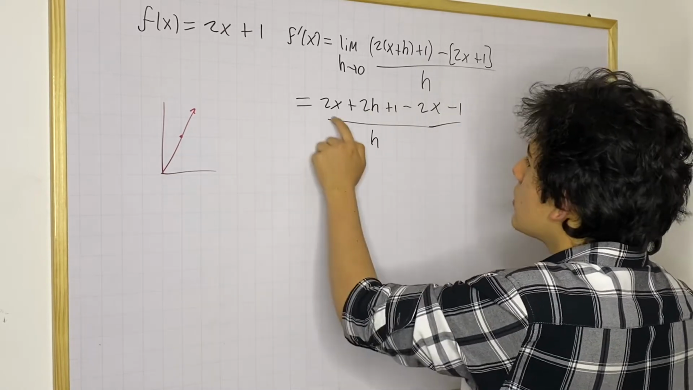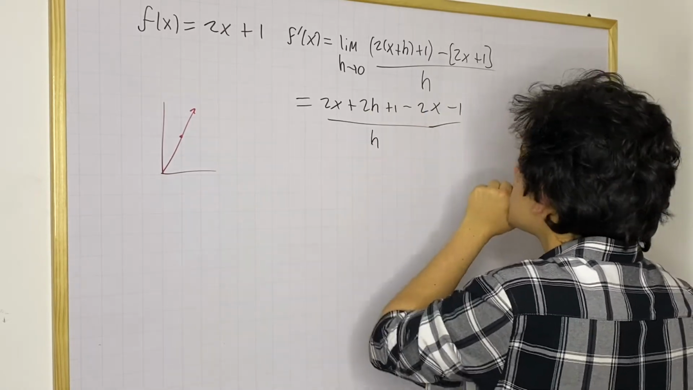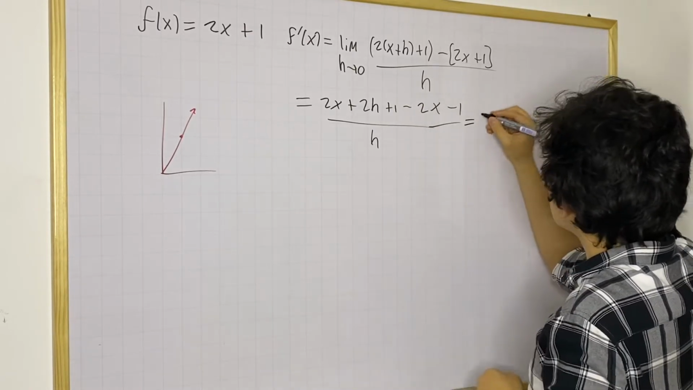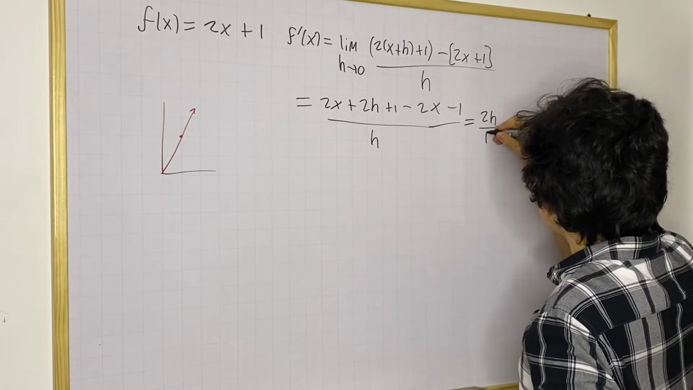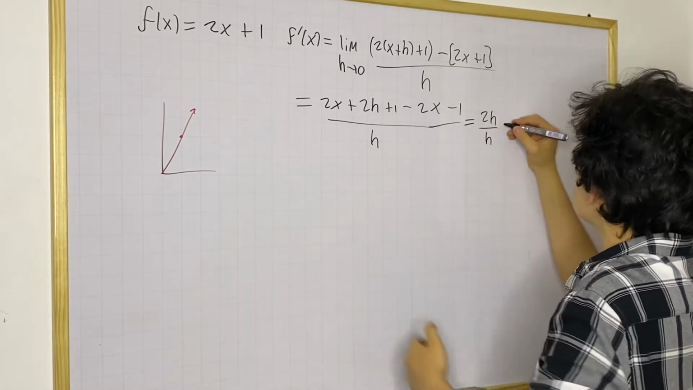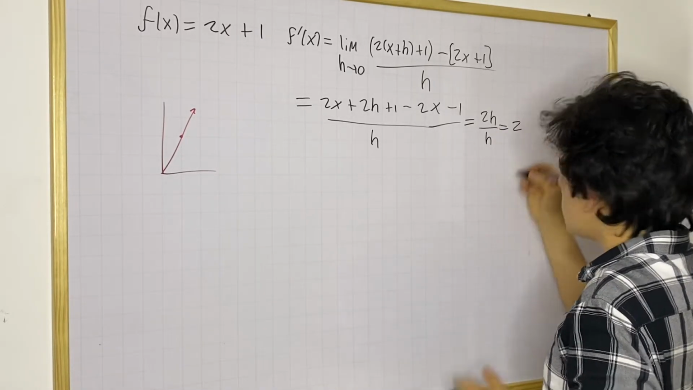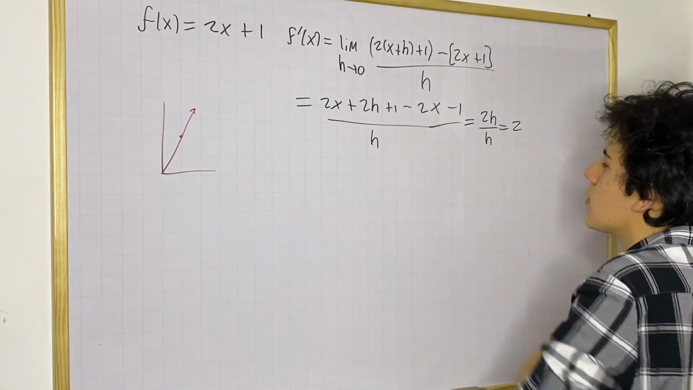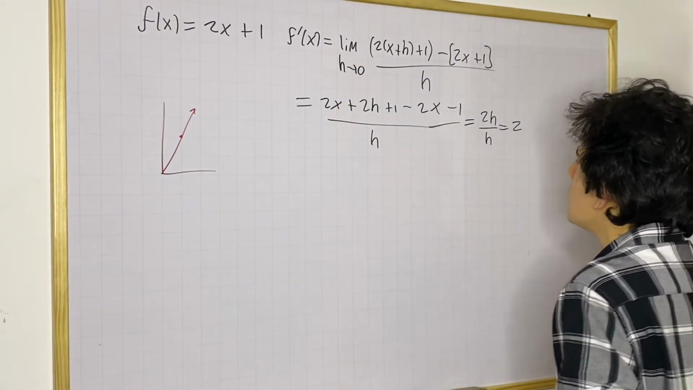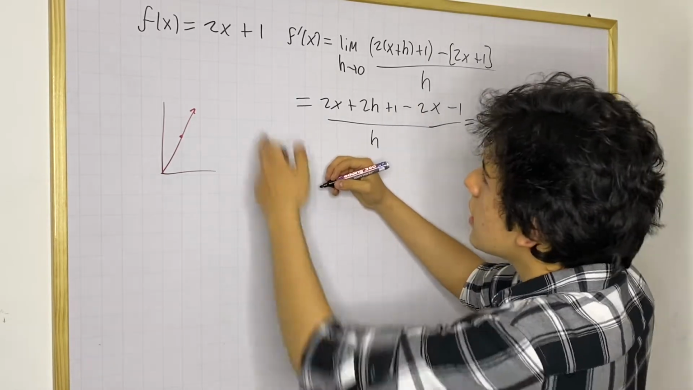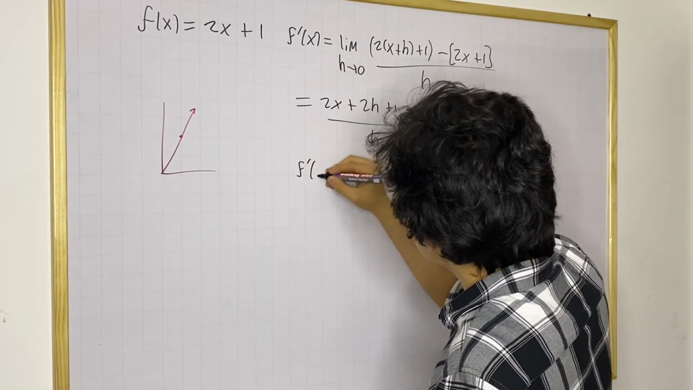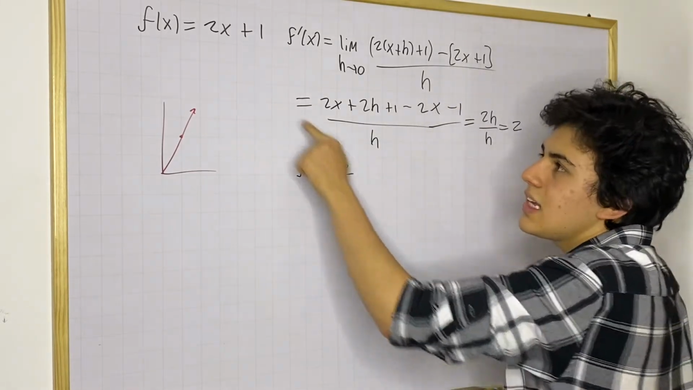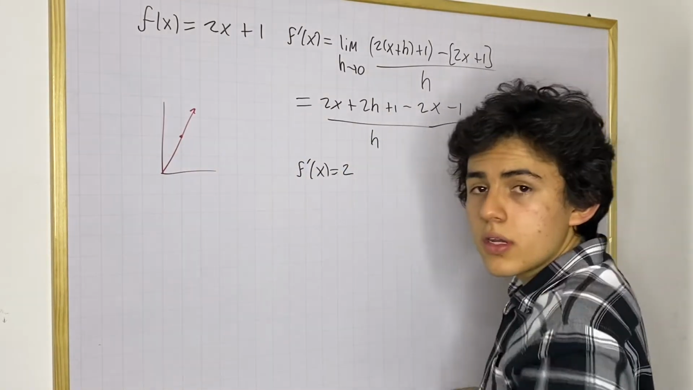Now what do we get here? These two terms are going to cancel out, and 1 and 1, they're going to cancel out. And we're gonna get 2h divided by h. Now how much is this? That's just gonna be 2, okay? So this limit, without even plugging in 0 into that equation, we know that f prime is gonna be equal to 2, which is the slope that we have for our linear function.